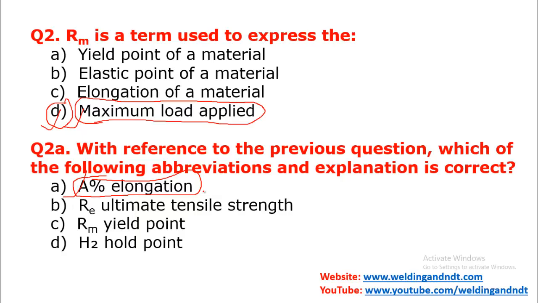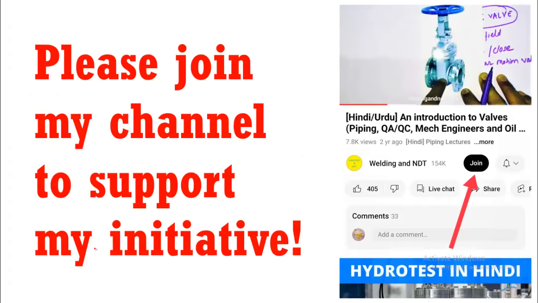So A, percentage elongation, is denoted by percentage elongation. Now option B is wrong. Why? Because RE here is written as ultimate strength, but RE is yield strength and RM is ultimate tensile strength. So these two are wrong, and the H2 hold point is also not correct. So option A is the correct answer.